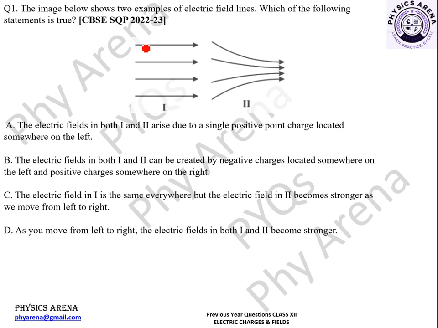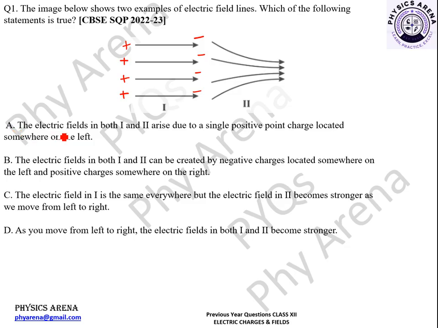We can see that these are the field lines which are parallel and equispaced, and they must be originated from some positive charges that are present at this side, and they will travel to the negative charges because electric field will always originate from the positive charge and go towards the negative charge. Now let's try to examine the statements which are given to us.